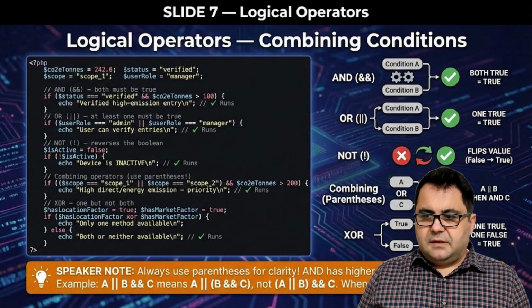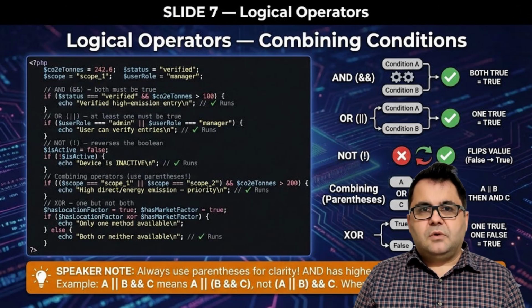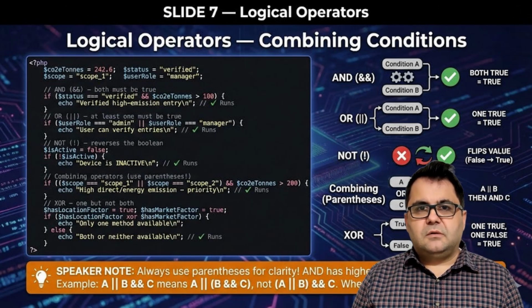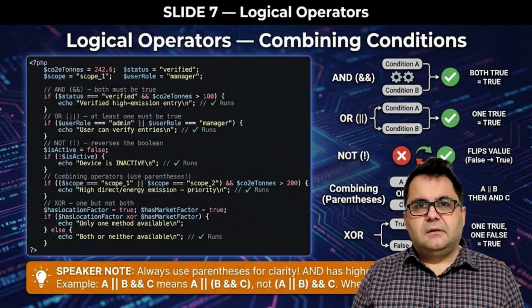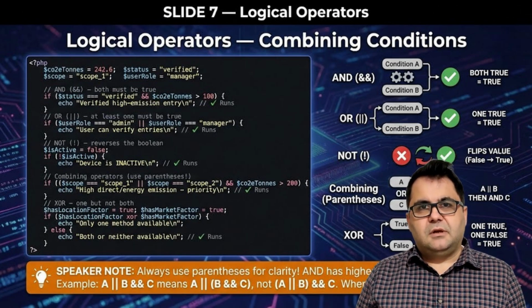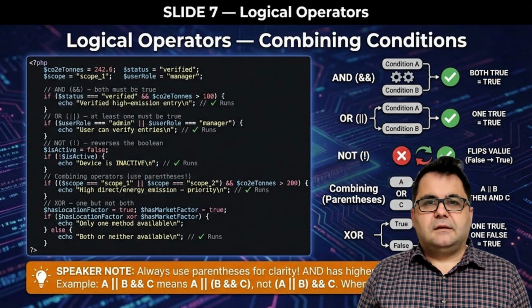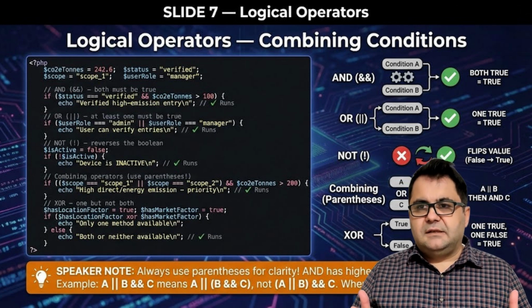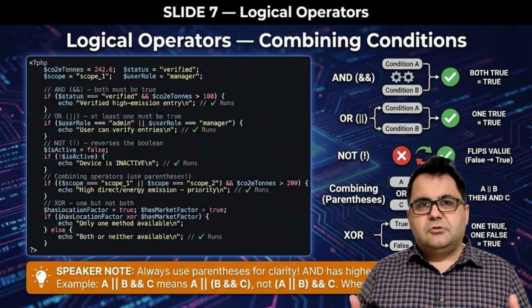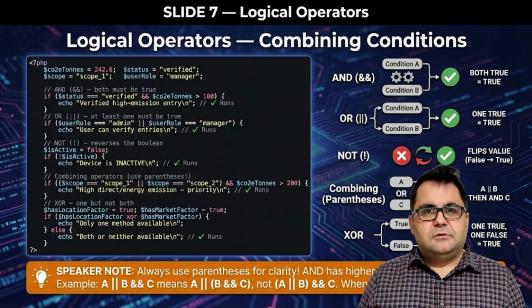Logical operators combine multiple conditions. And, written as &&, requires both sides to be true. Or, written as ||, requires at least one side to be true. Not, written as !, flips true to false and vice versa. These map directly to GHG reporting logic. Is this entry verified and above threshold? Is the user admin or manager? Is the device not active?